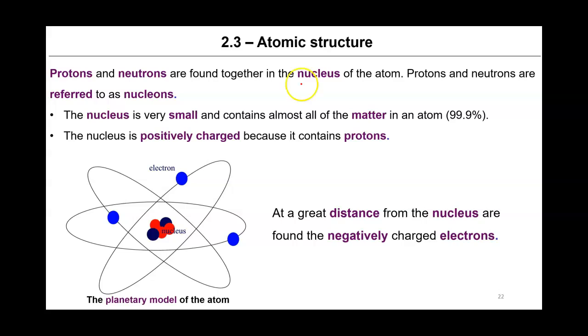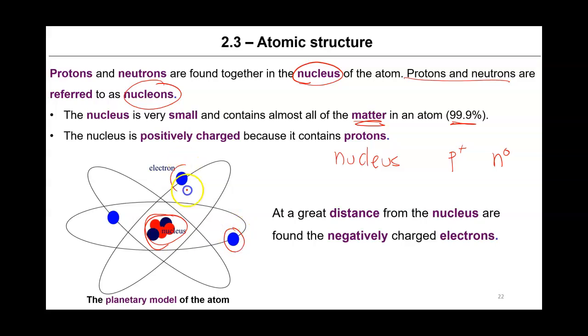Protons and neutrons are found together in what we call the nucleus of the atom. And so for this reason, protons and neutrons are sometimes referred to as nucleons. So in the very center of the atom, we have a bundle of protons and neutrons. The nucleus, of course, will be positively charged because it's made of protons that have a positive charge and neutrons that have no electrical charge. While the nucleus is very small, it contains almost all of the matter in an atom, greater than 99.9%, because the neutrons and the protons are much heavier than the electrons.